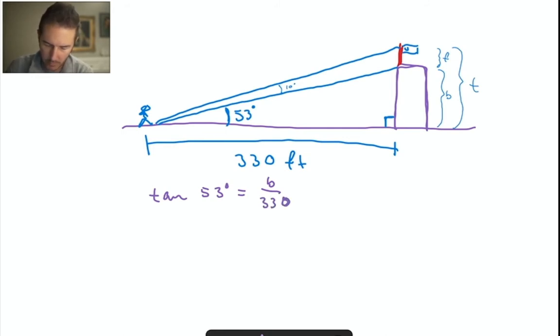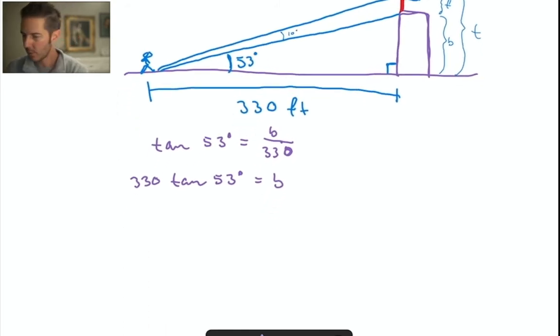That's a 0. There you go. And, oh, this is nice. All we have to do is multiply both sides by 330, and we will have our b value. Nice. So 330 times the tan of 53 degrees is equal to b. And then we'll jump into the calculator.